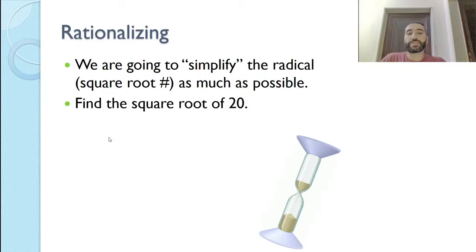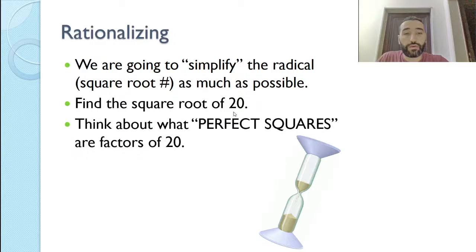For example, what is the square root of 20? Is 20 a perfect square? No, it's not a perfect square. There is nothing you square to get 20. Look at the table: you will not find 20 in the perfect squares table we took at the beginning. So what should we do now? If I give you radical 20, how do you simplify it? Think about perfect squares that are factors of 20.